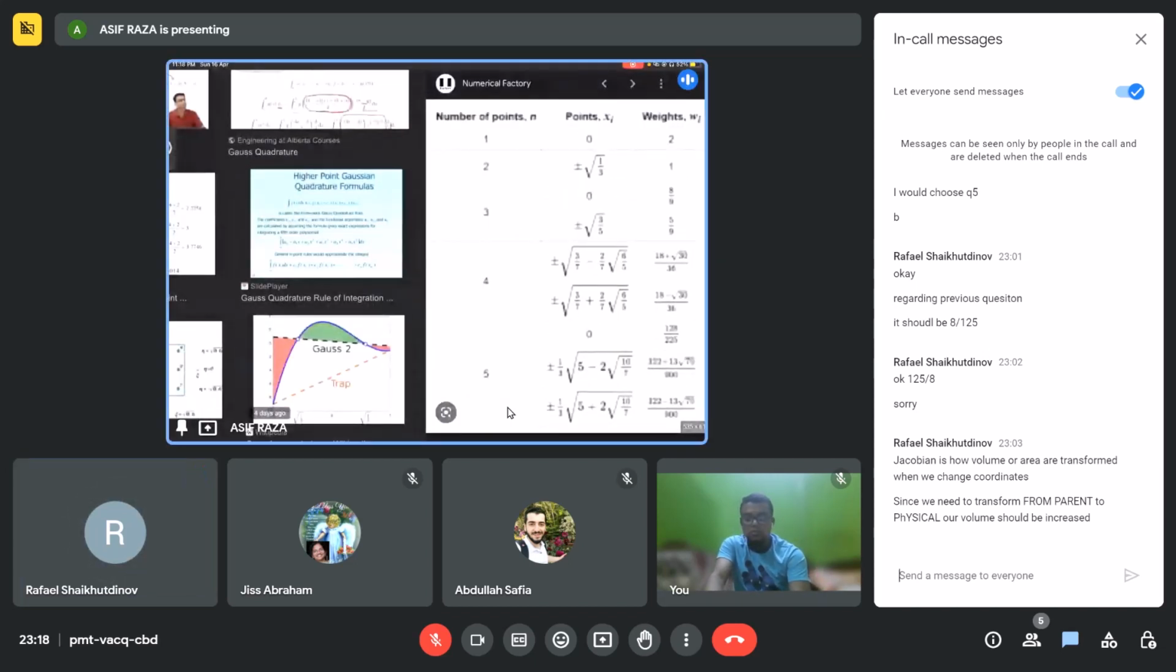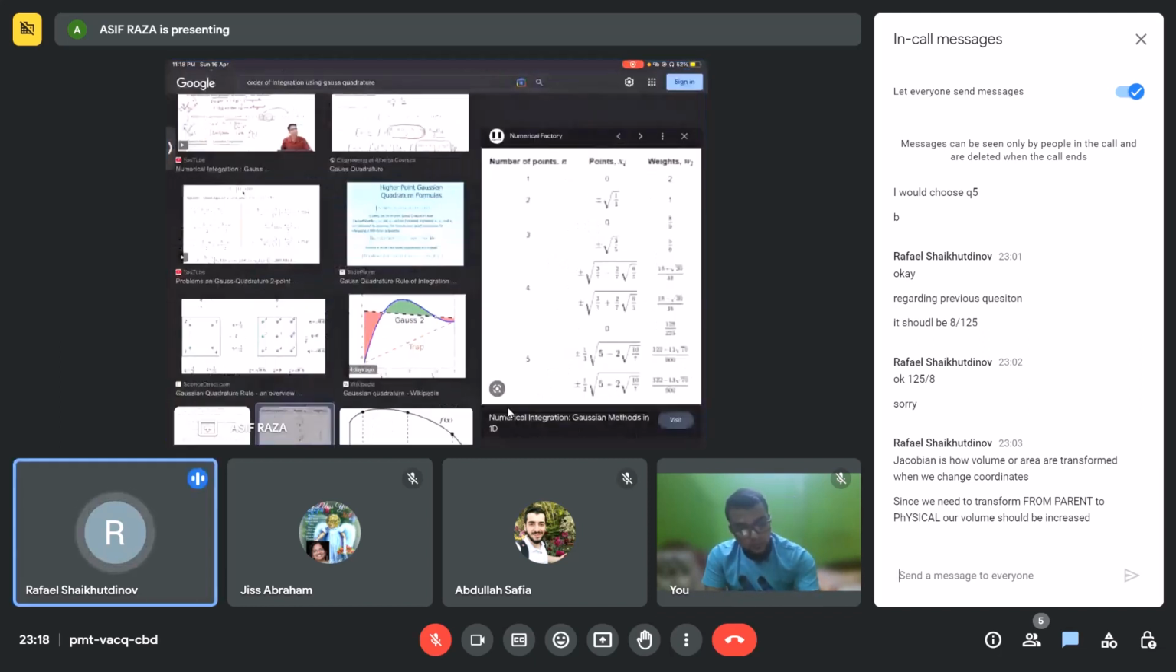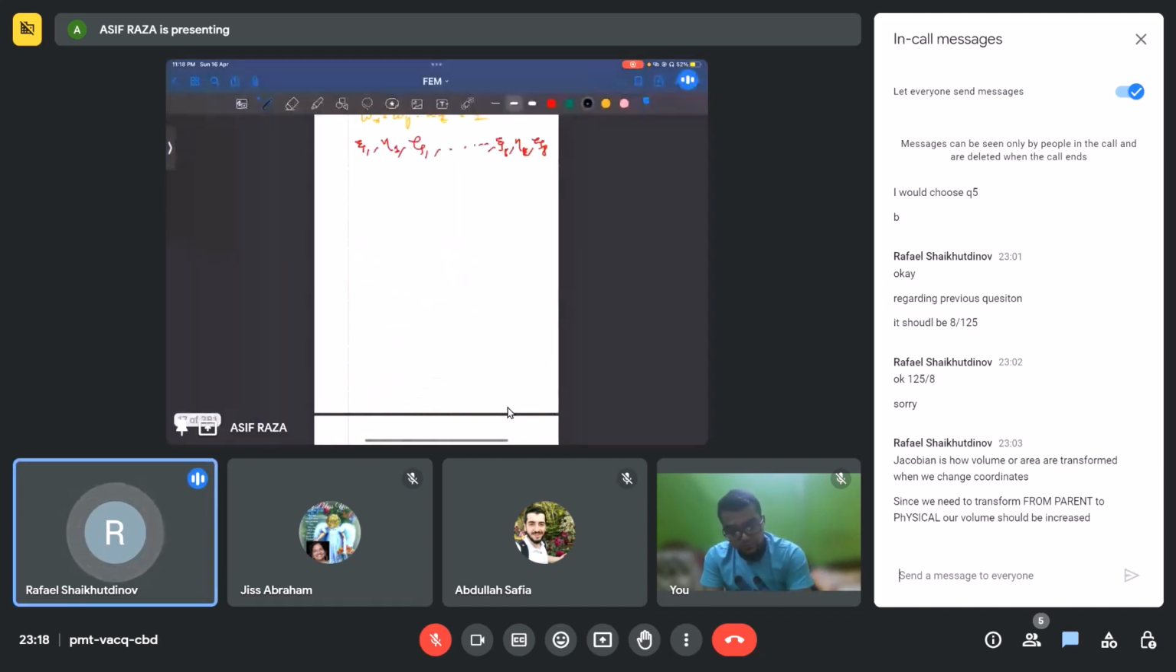Okay, I'll tell you how it is done. Since we have a two point quadrature rule for each direction, the weights will be the same for each point, right? Yes.